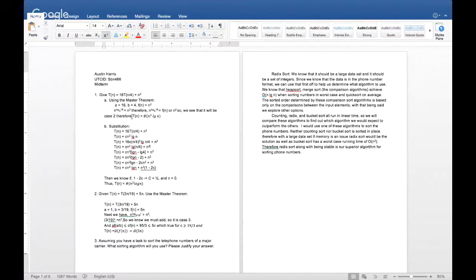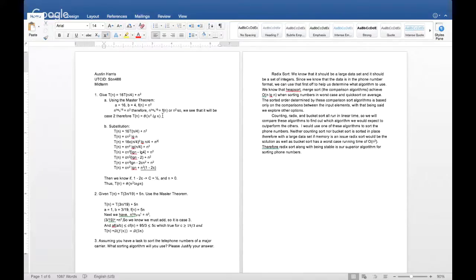As you can see here, I'm hoping this shows up. Yes, it does. If I highlight that, we put in there, and now we have n squared because log base b of a equals 2. So we see that it equals f(n). Therefore, we know that we will use case 2, which tells us T(n) is equal to big theta of n squared log n.